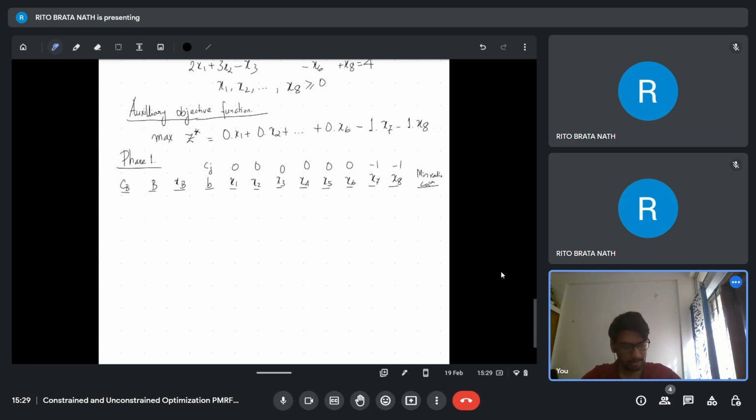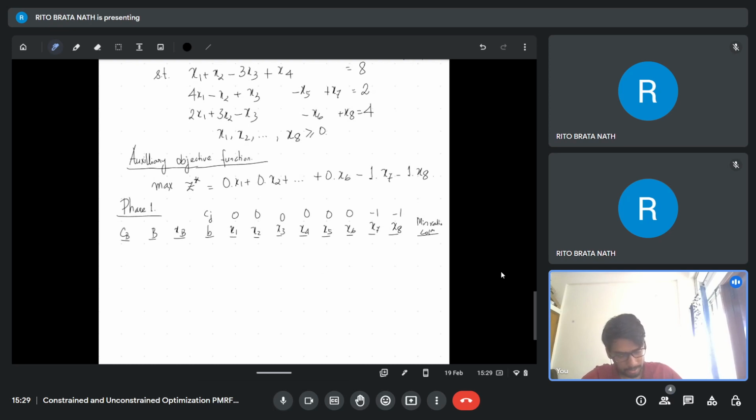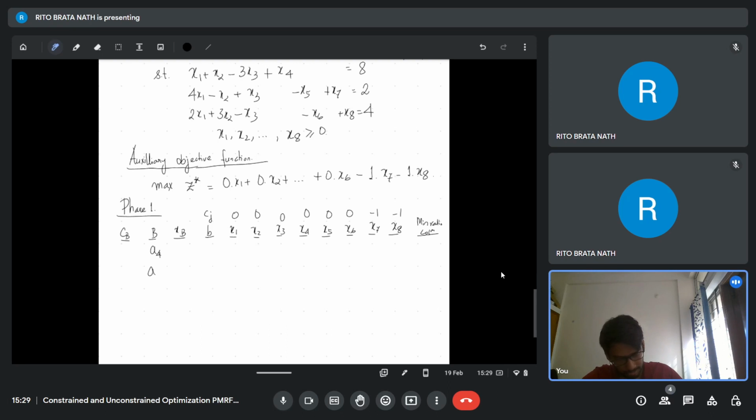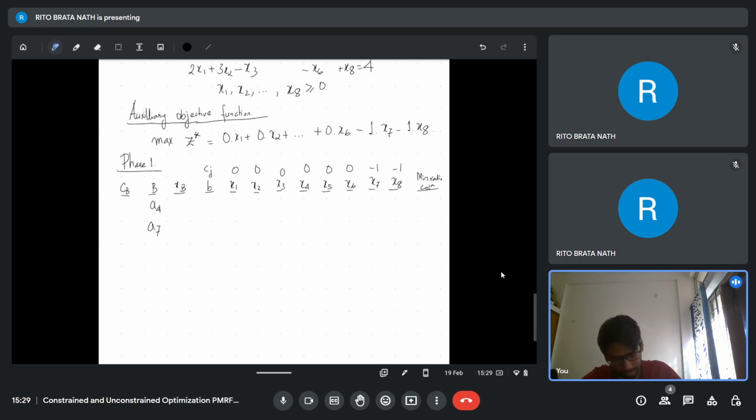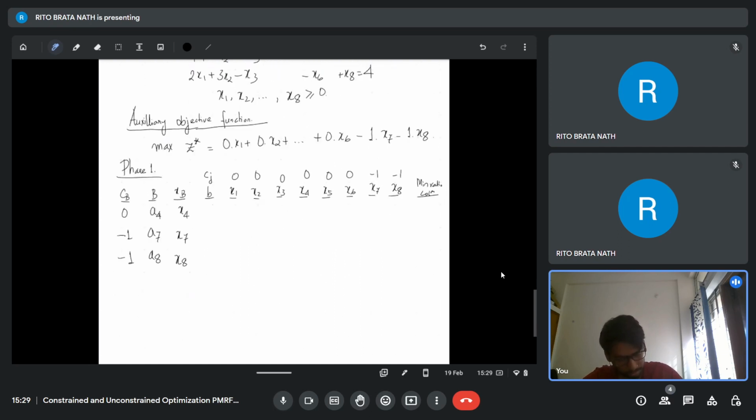So at first, what you will have in the basis is x4, x7, and x8, right? Because those are the ones you can set some positive values to. And that will be your basic solution. So that's a4, a7, a8. And these will be your coefficients related to that. So that's 0, minus 1, and minus 1. This is x4, x7, x8. The right hand sides are 8, 2, and 4.